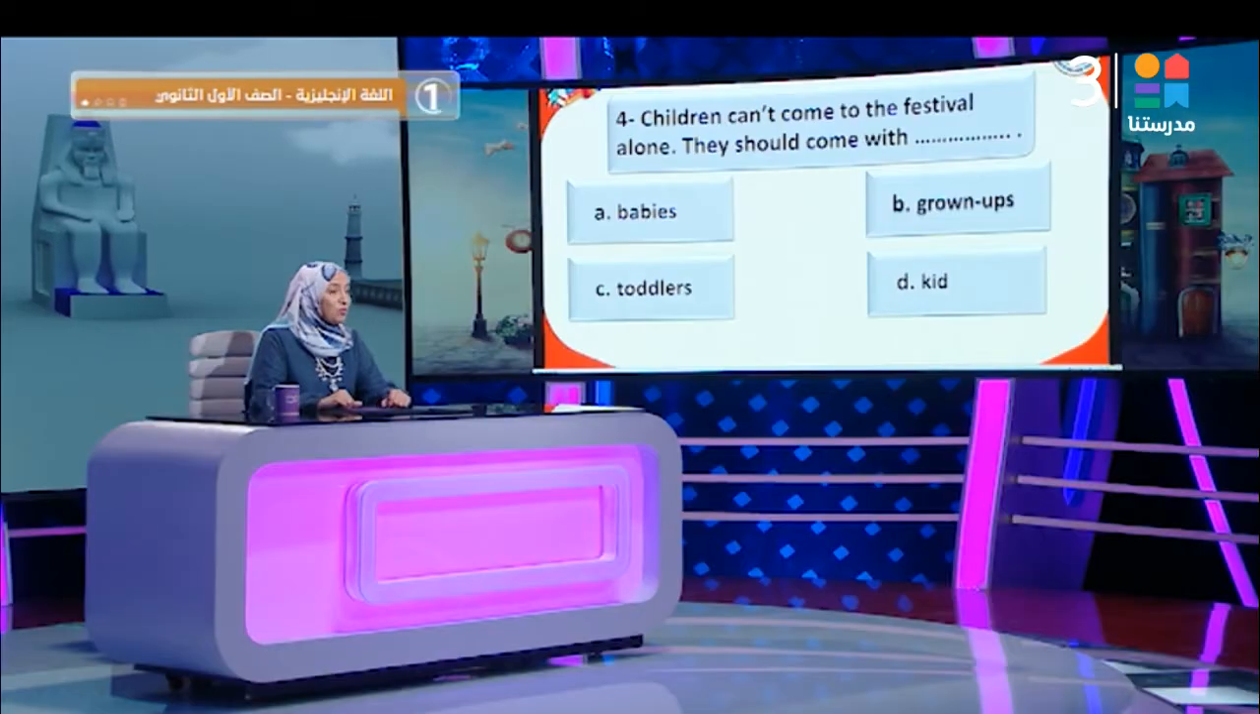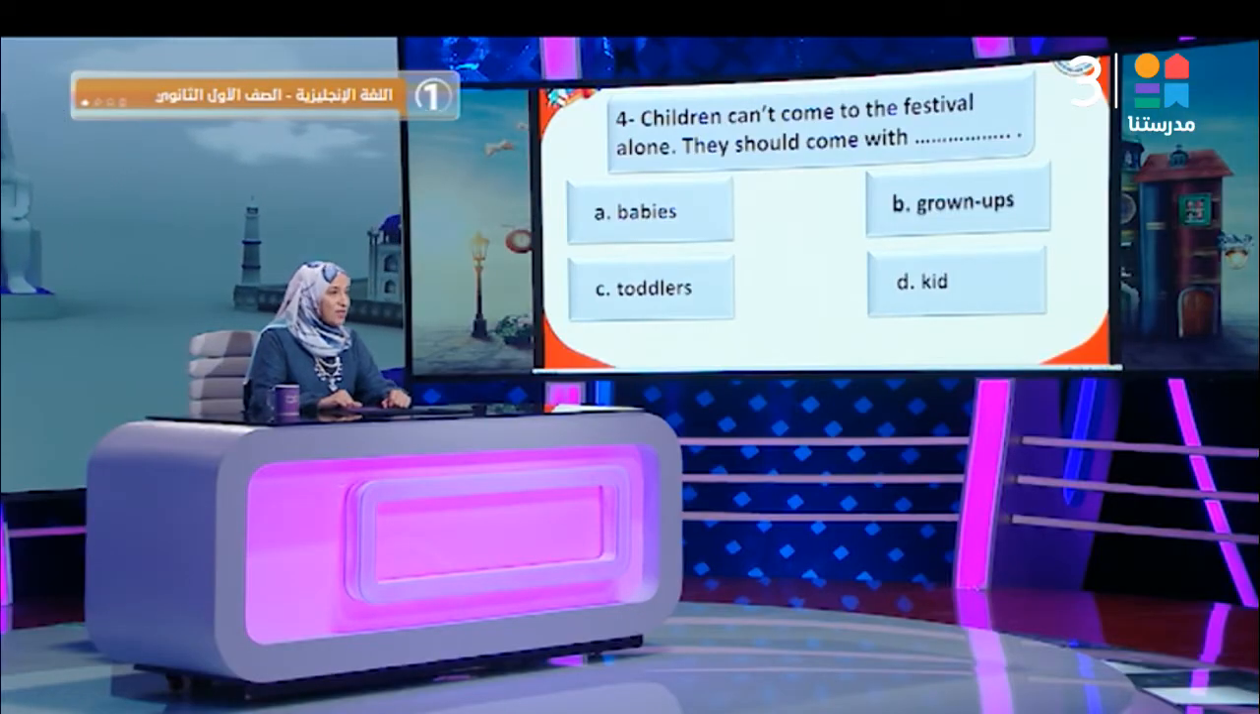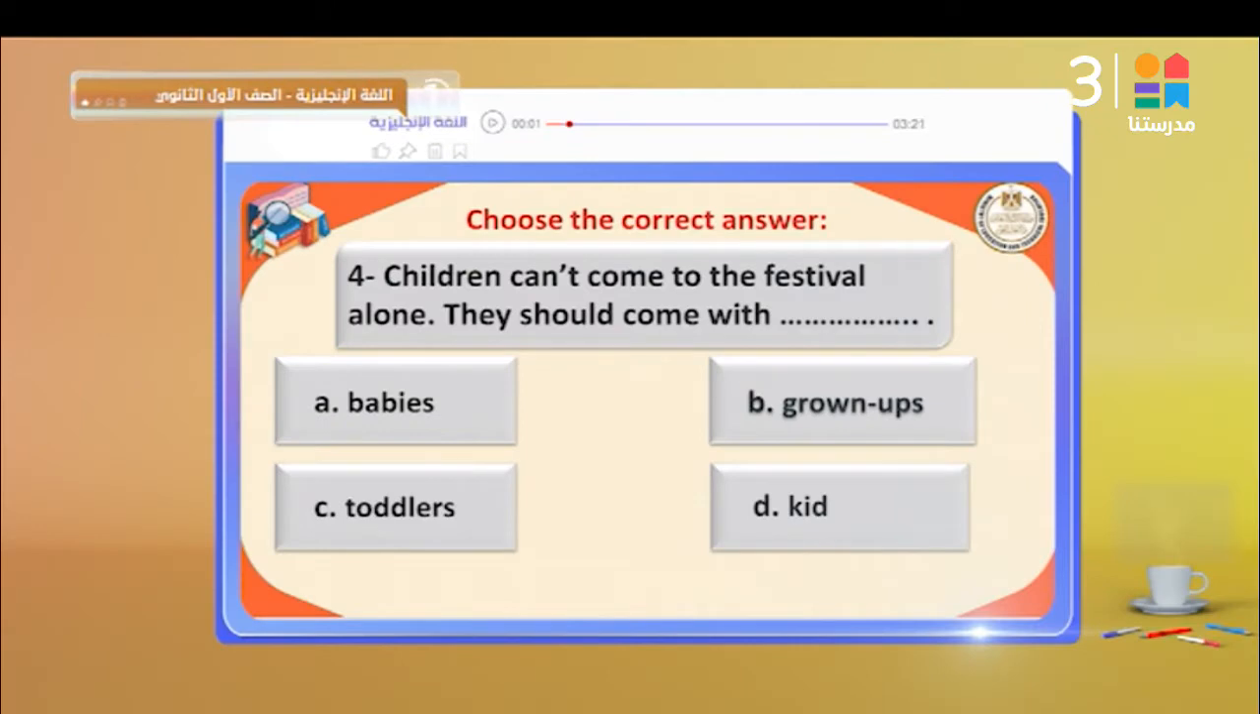Children can't come to the festival alone. They should come with. Since they can't come alone, they are children, they are very young, they must come with someone who is older. Of course, they will not come with babies. Baby is younger than children. And again, we have toddler. Toddler also means a child who is learning to walk. And we have kid, again some kind of a child. So it's grown ups. As you can see, we eliminate the options that don't fit. Grown ups means people who are older, adults.